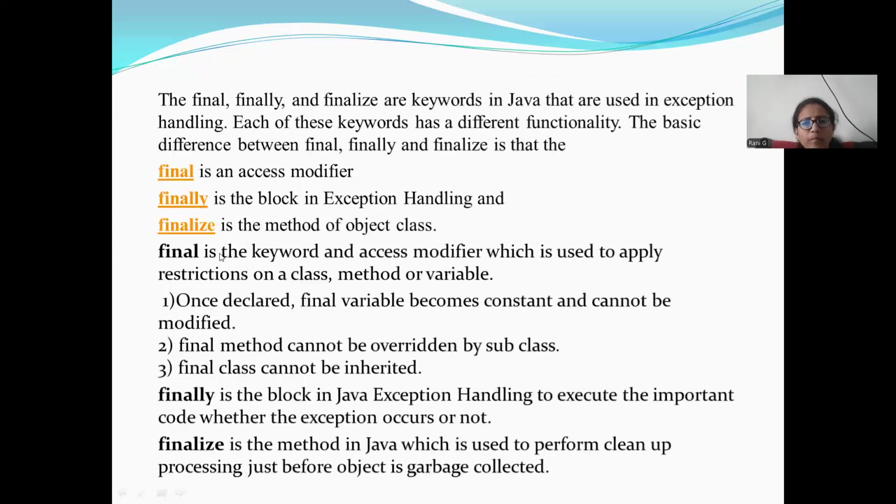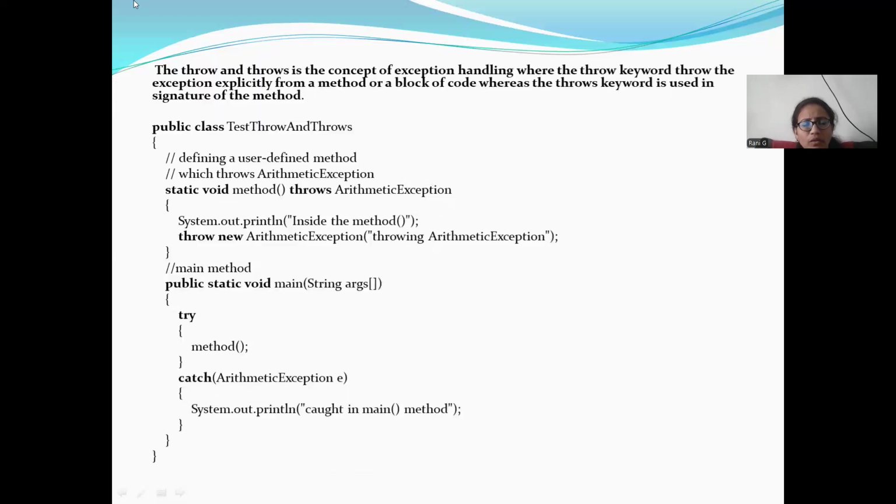So throw is nothing but explicitly we are throwing the exception like this. And throws is used for the method signature. We can also throw an exception here for the method signature. So here, see this. Throw new arithmetic exception. We are throwing an exception. Next, this is the main method.